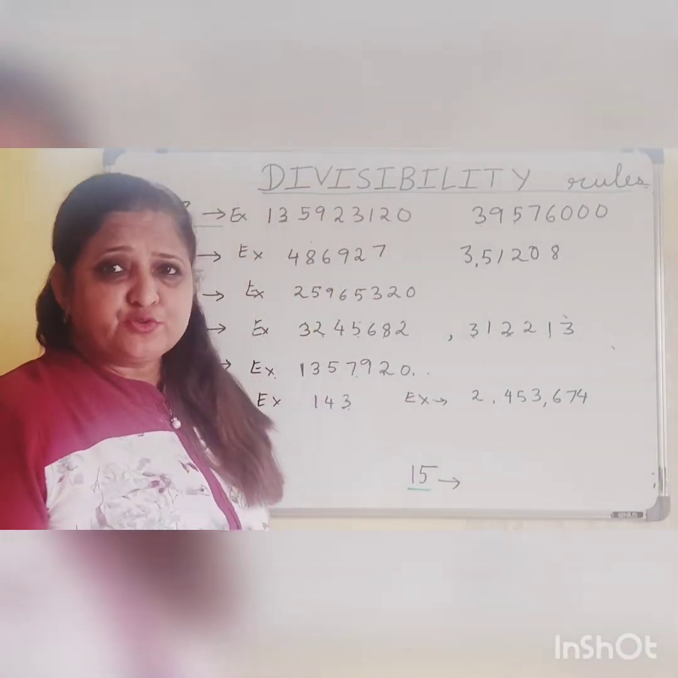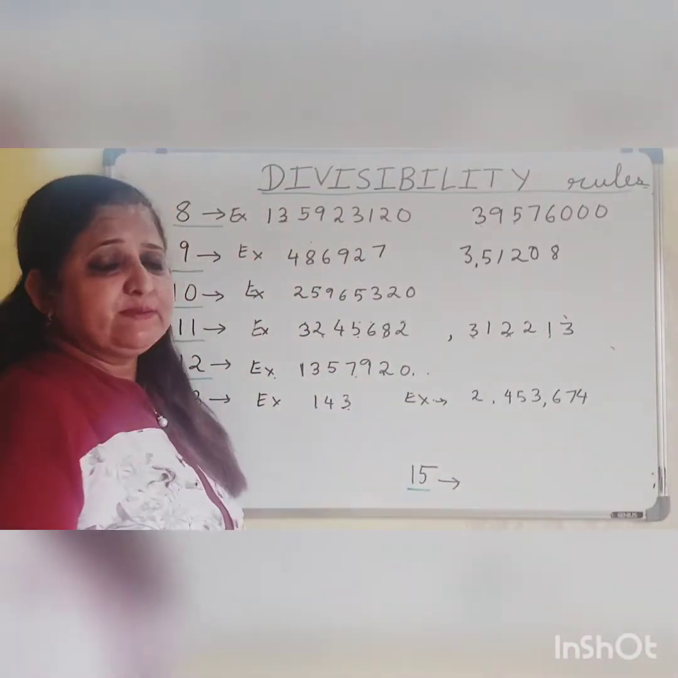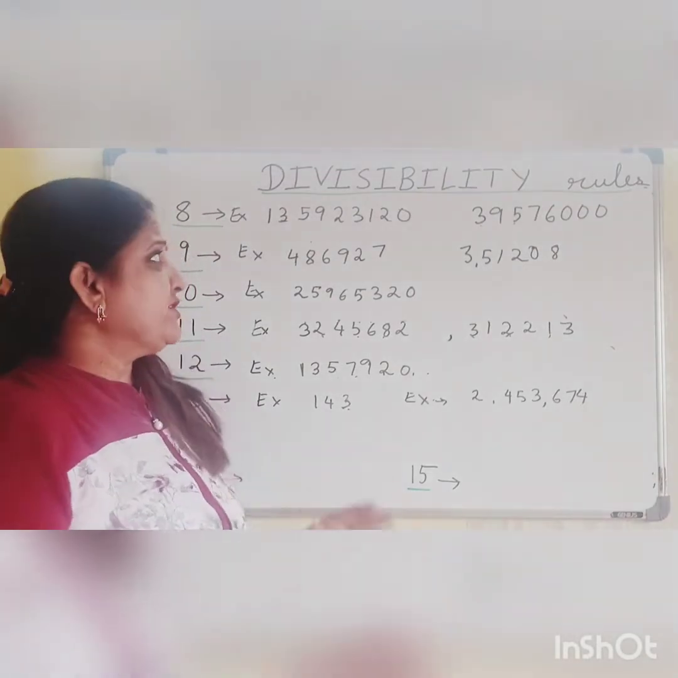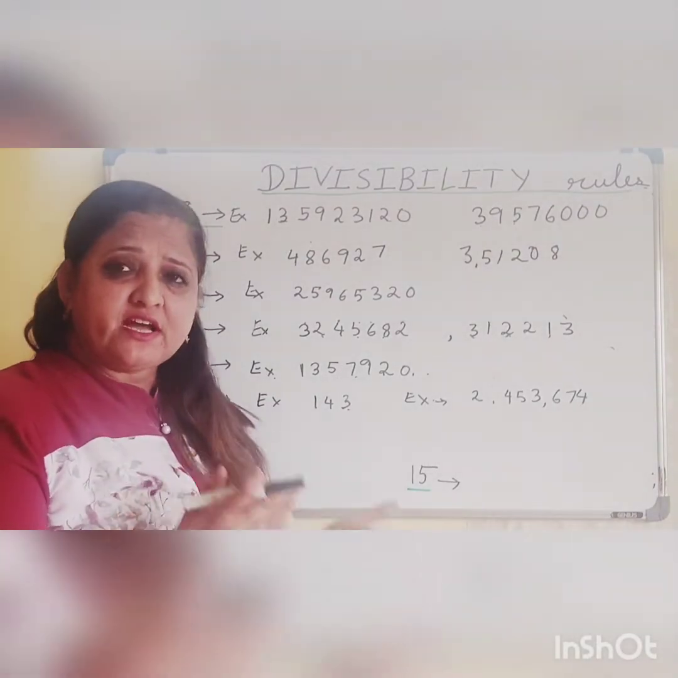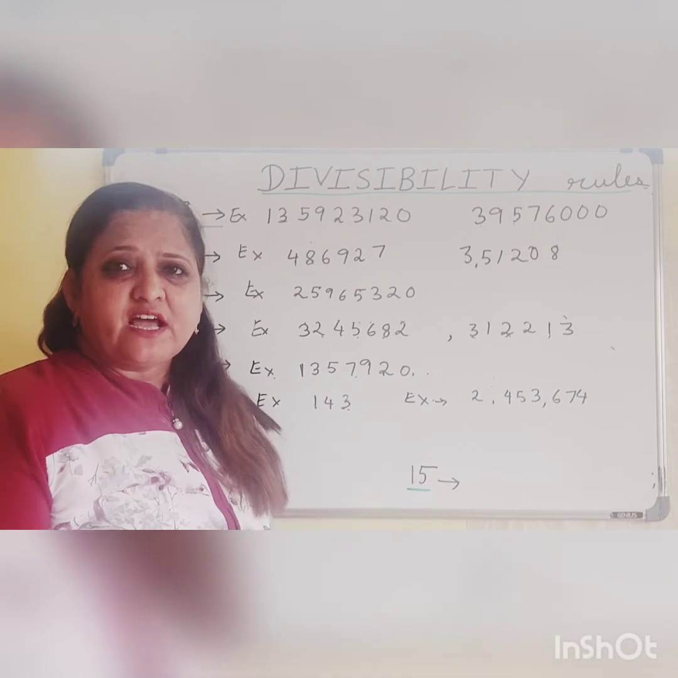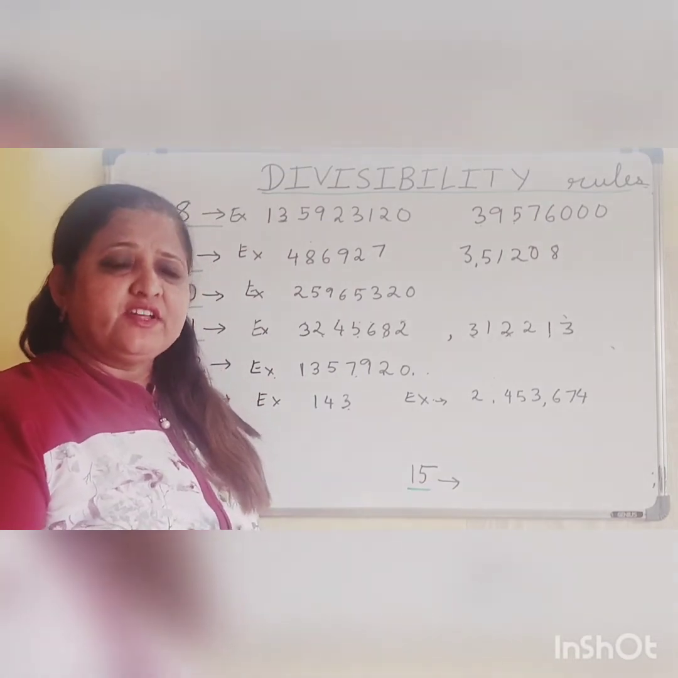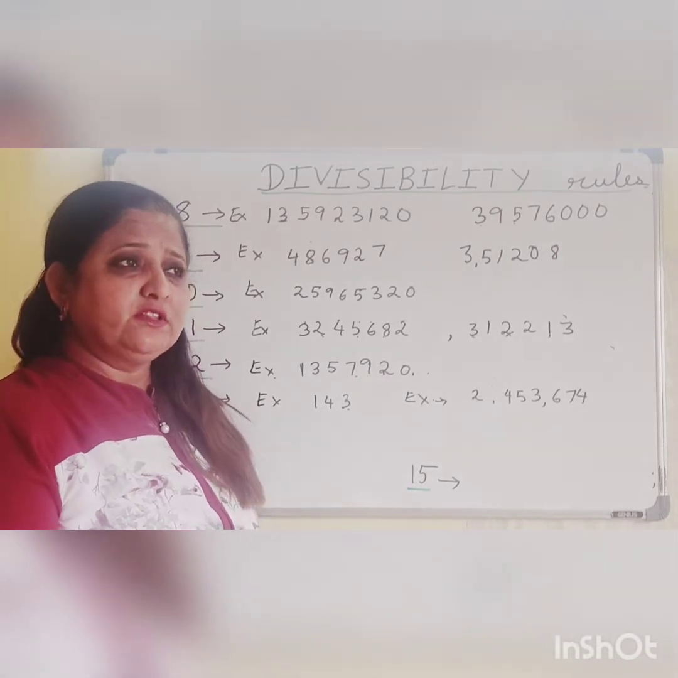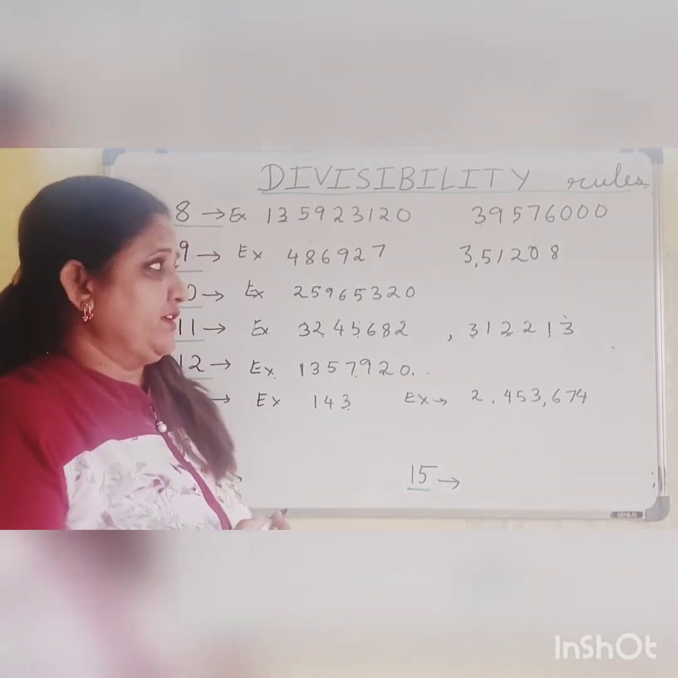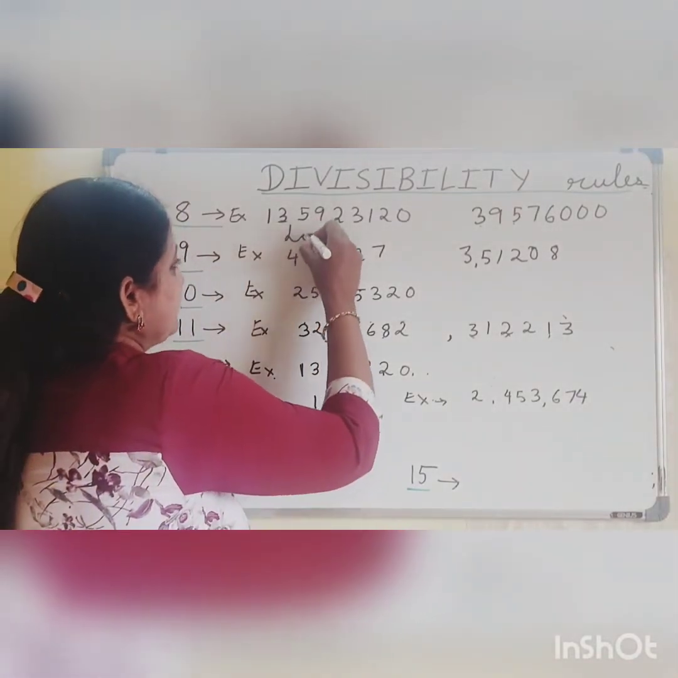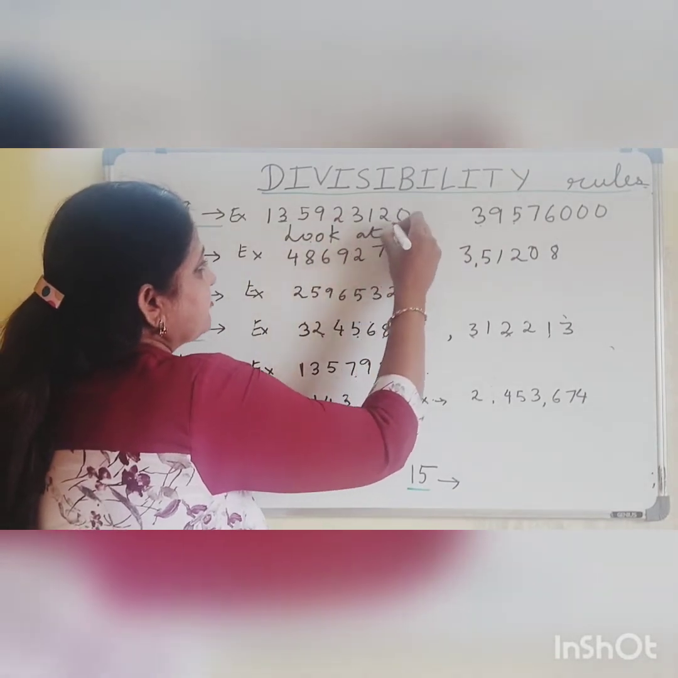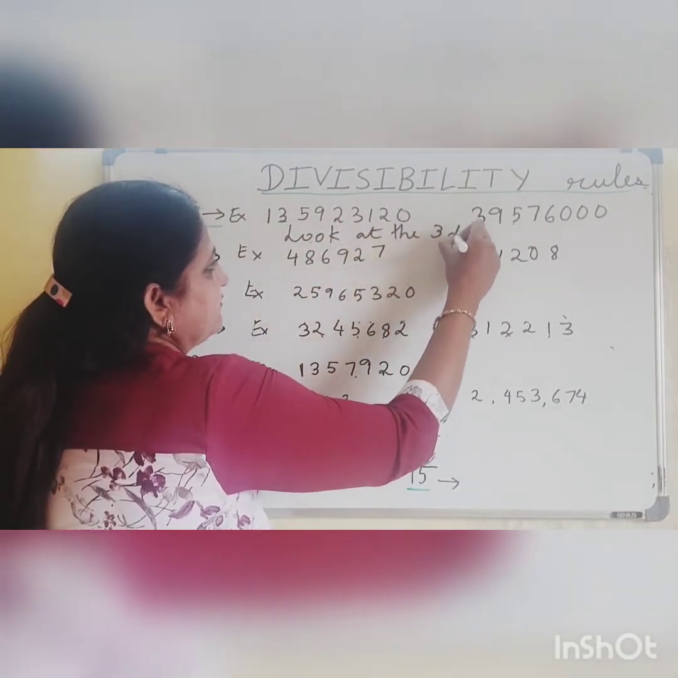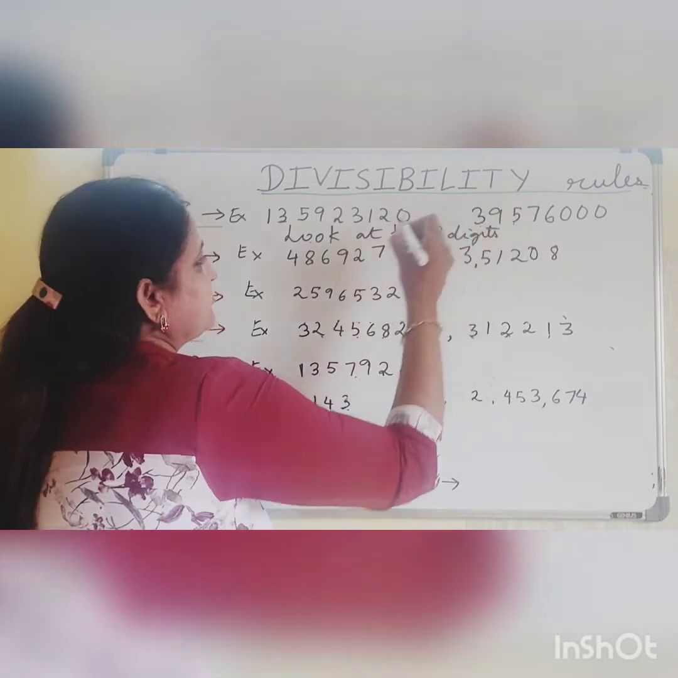So, what are we supposed to do for checking the divisibility rule of 8? Divisibility rule of 8, you just have to look at the last 3 digits of the number. If the last 3 digits of the number are either zeros or they're a multiple of 8, then the whole number will be a multiple of 8. So what you're supposed to do? Look at the last 3 digits of the number.